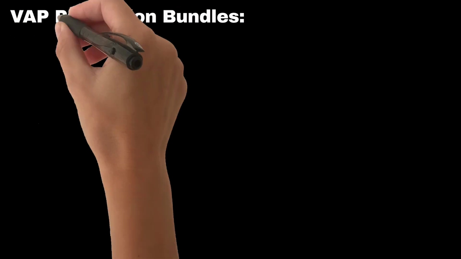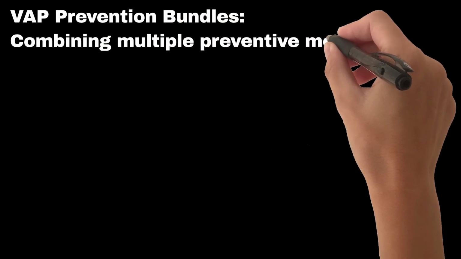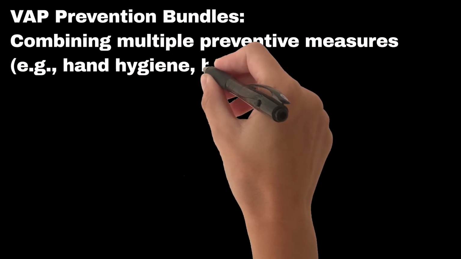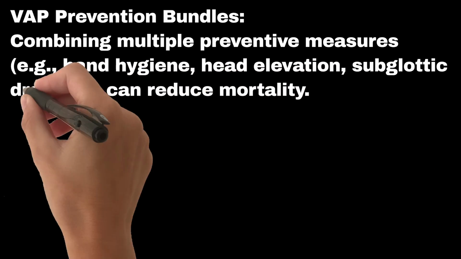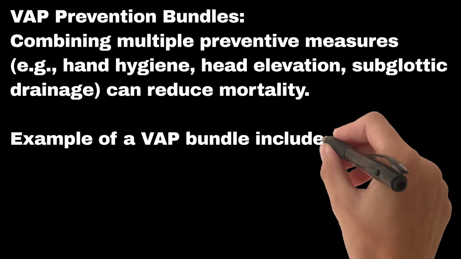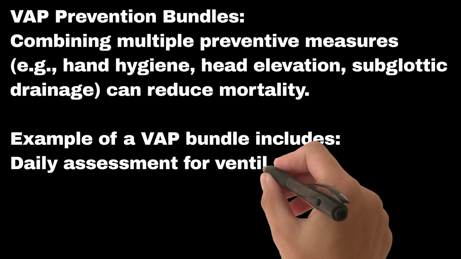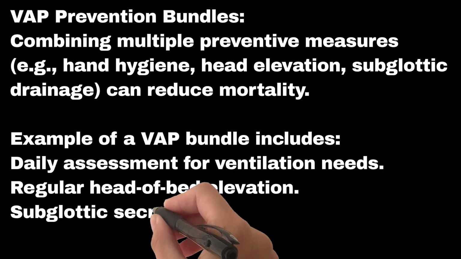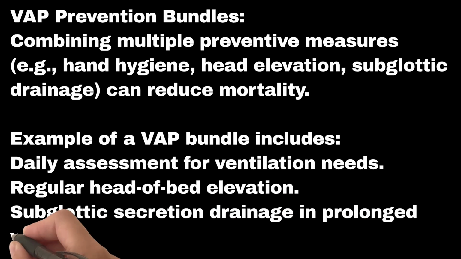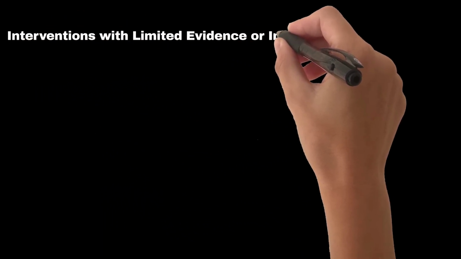VAP prevention bundles, combining multiple preventive measures like hand hygiene, head elevation, and subglottic drainage, can reduce mortality. An example of a VAP bundle includes daily assessment for ventilation needs, regular head of bed elevation, and subglottic secretion drainage in prolonged ventilation.